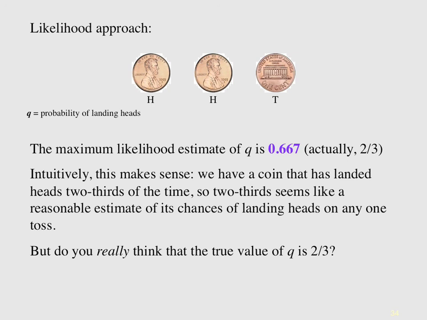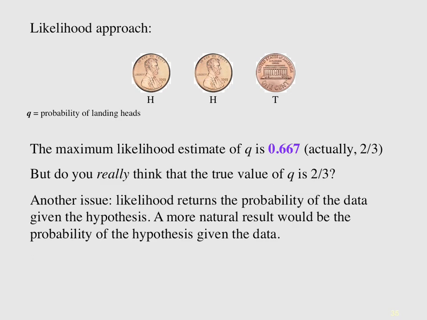Well, possibly. Actually, what you're doing is something else as well. We'll talk about what that is now. Another problem with likelihood is that it returns the probability of the data given the parameter. So let's say the probability of getting this observation is two-thirds times two-thirds times one-third. That's the probability of this observation. What I actually want to know is what's my certainty in Q? How certain am I that Q is two-thirds or one-half?